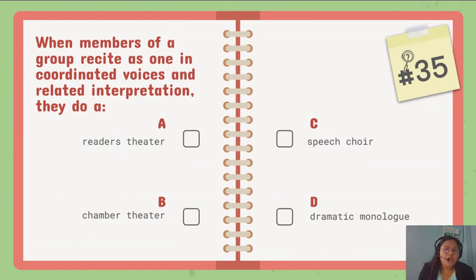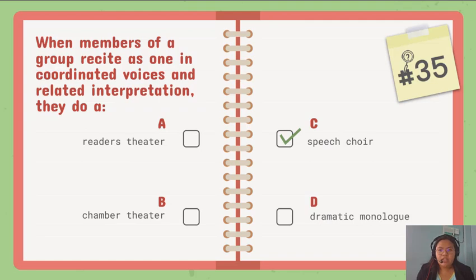Number 35. When members of a group recite as one in coordinated voices and related interpretation, they do A. Reader's theater, B. Chamber theater, C. Speech choir, or D. Dramatic monologue. The correct answer is letter C.